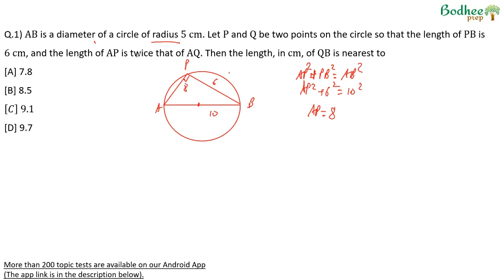Next, AP is twice of AQ. So AQ will be half of AP because AP is equal to 2 times AQ. So AQ is equal to AP by 2, which is 8 by 2 or 4. If we draw AQ somewhere here, say AQ is 4, we have to find QB.